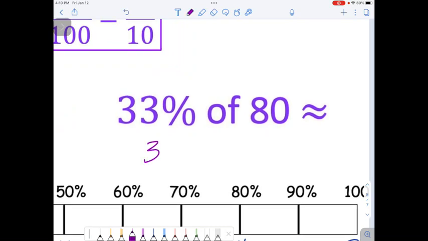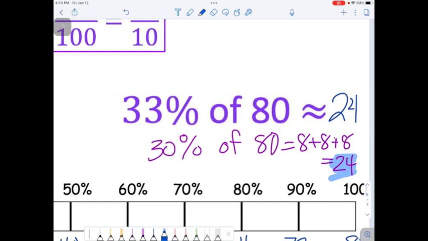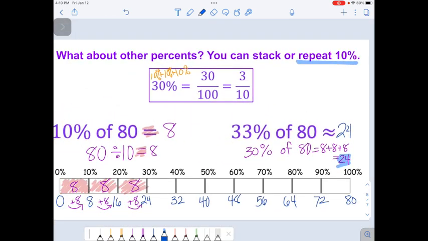Well, 30% of 80 is 8 plus 8 plus 8. So that equals 24. So 33% of 80 is going to be about 24. You honestly could say a little bit more, because 33% is a little bit more than 30%. Let's try another stacker problem.